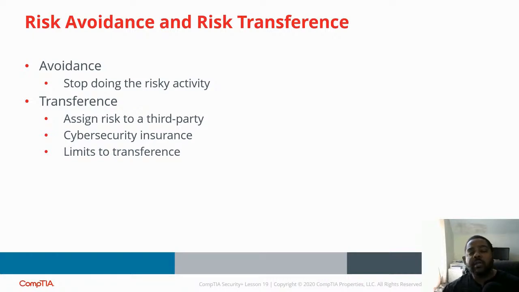Whereas transference, that's where you want to think about insurance, cyber insurance, all right? So let's just say I put cyber insurance on my data center. And now if my data center is subject to flooding, I can call up my insurance company and say, hey, we experienced this, and I can get funding to rebuild my structure. That's transferring the risk from you to a third party. Okay.